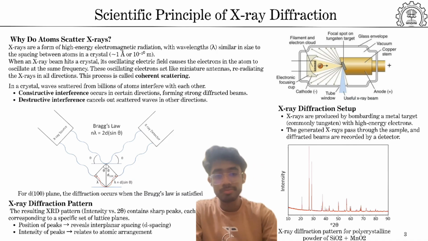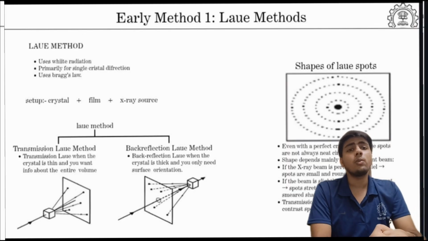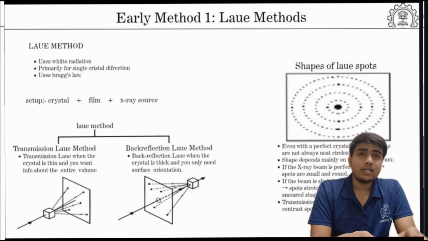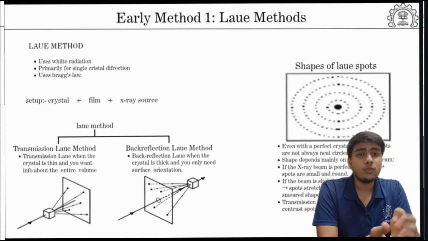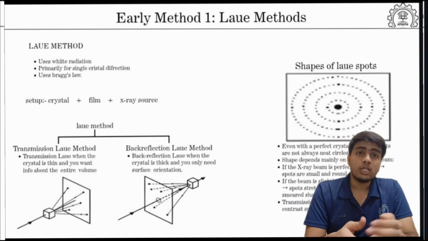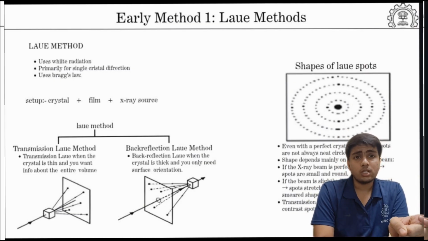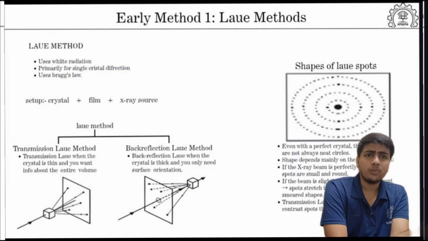Thank you. Hi, I'm Ankit and I'm going to tell you about the Laue method. It is one of the oldest methods. It uses white radiation and the scattered beam is recorded on photographic films. These photographic films are known as Laue photographs. These Laue photographs contain Laue spots, each of different wavelength, and the shape of the spots depends on the type of the X-ray beam.